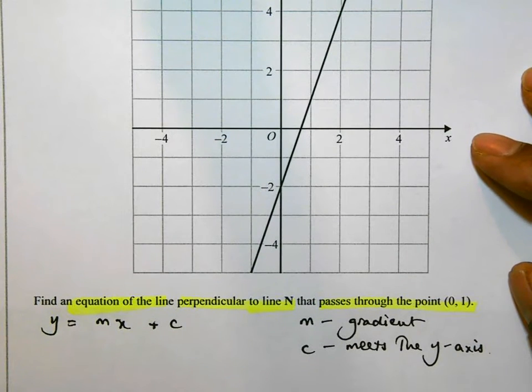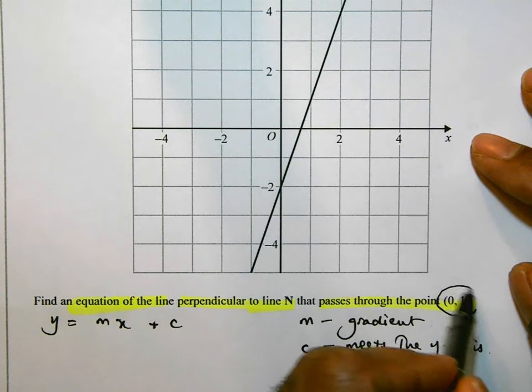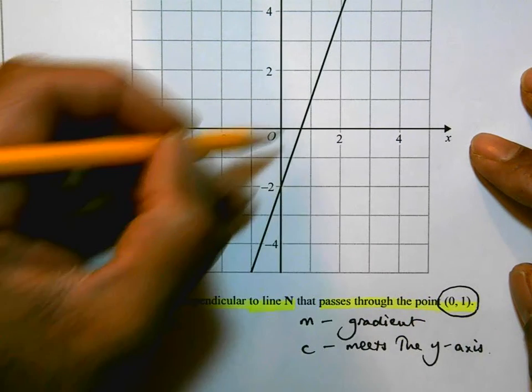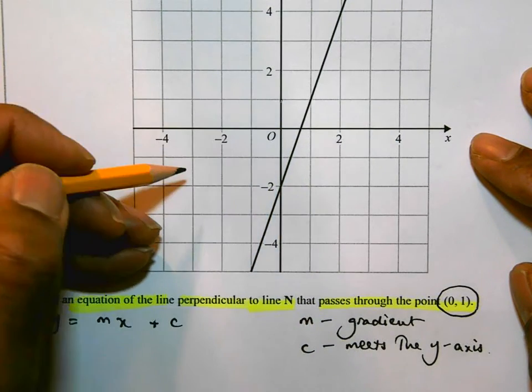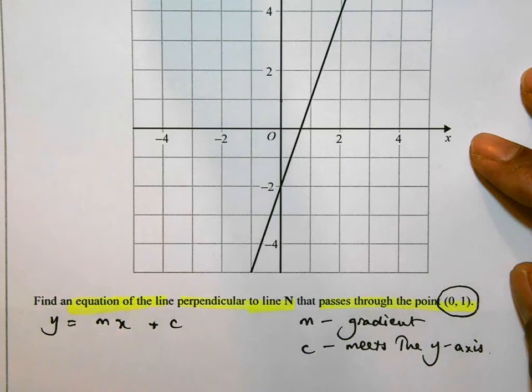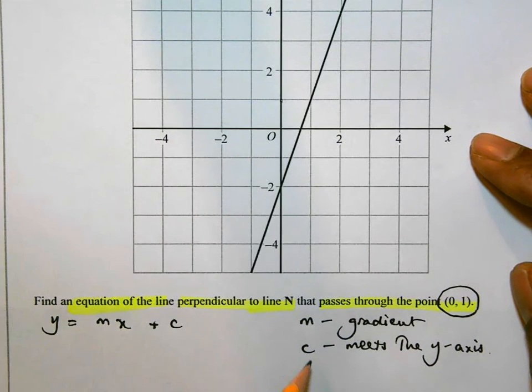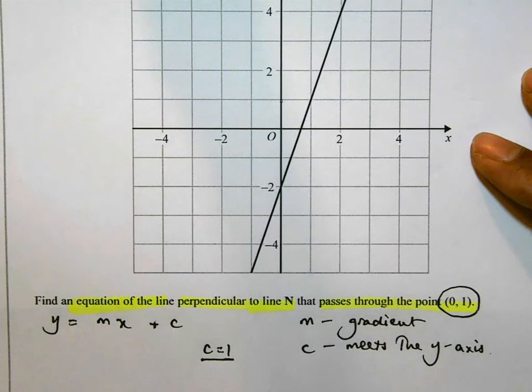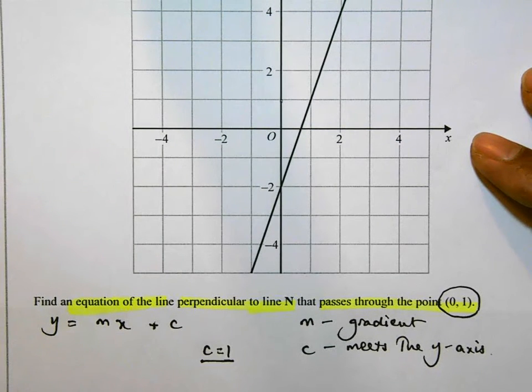One of the things I've noticed from this is that (0, 1), if I looked at this point on this axis, would be over here. And (0, 1) is going to be where my line is going to meet the y-axis. So in the case of this particular question, c is going to be equal to 1. What we need to find is m, the gradient of our new line, the line that we're going to write down the equation to.